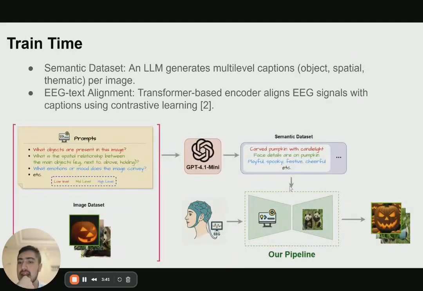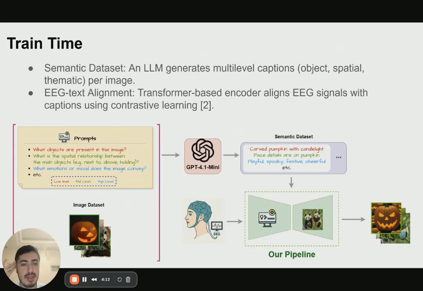During train time, we have some prompts that vary from low level, mid level to high level. One example of a low level prompt would be: what objects are present in the image. One example of a mid level prompt would be: what is the spatial relationship between the main objects, for example, is something next to, below, or above something. And lastly are the high level prompts, which ask what emotions or moods the image conveys, or what the theme of the image is.